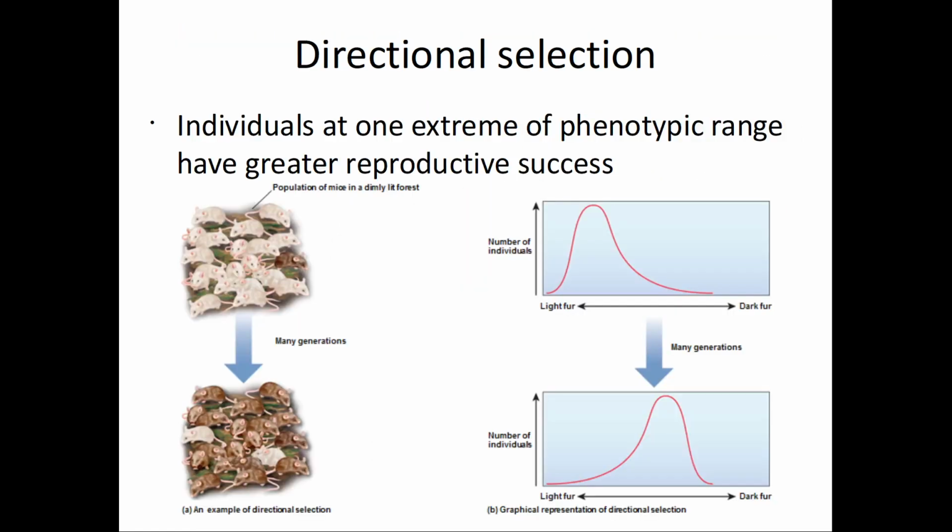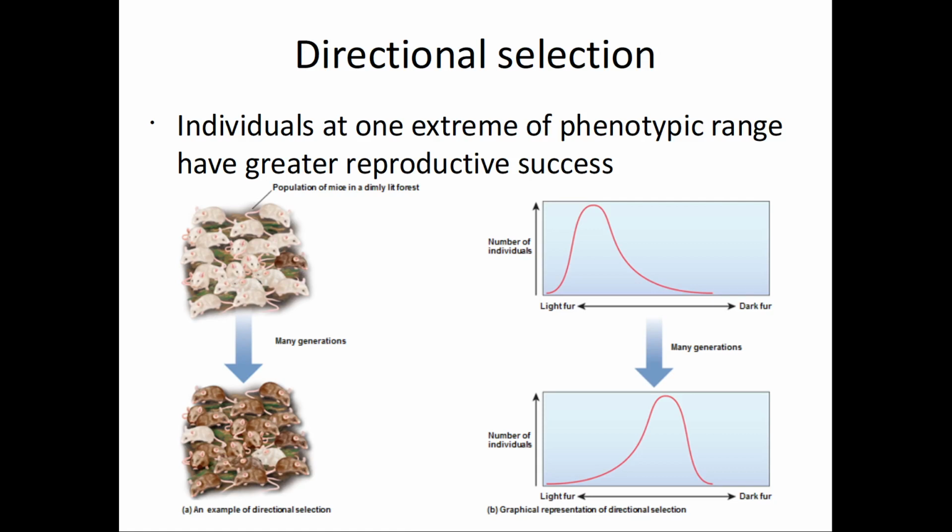All right, so directional selection, this is where you have individuals at one extreme of a phenotypic range have greater reproductive success. So we might have an example of a particular population where maybe dark fur is more fit over light fur, and so we begin to see the whole population shift to another end.